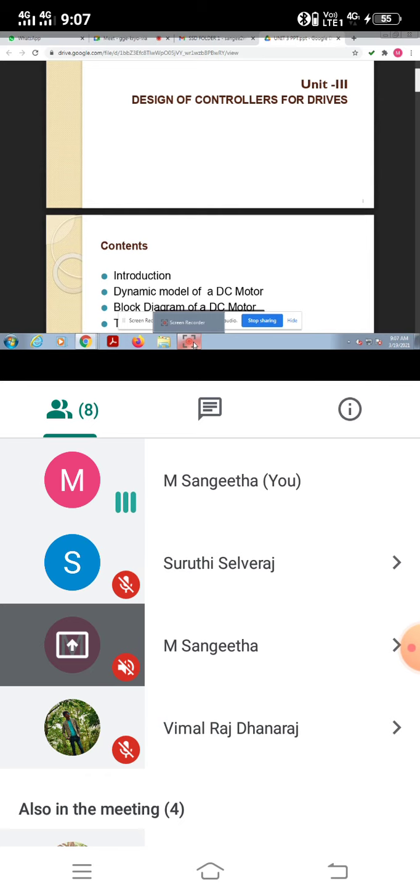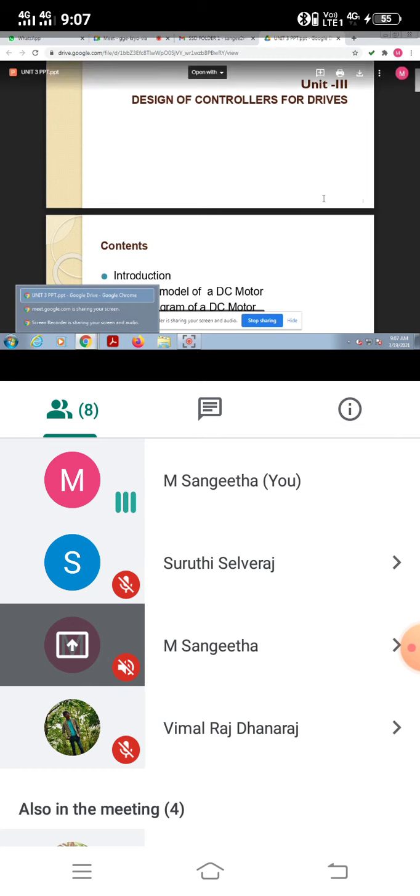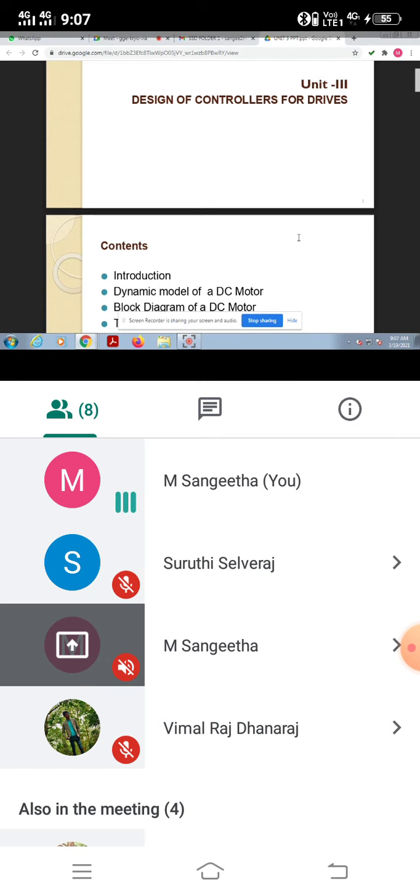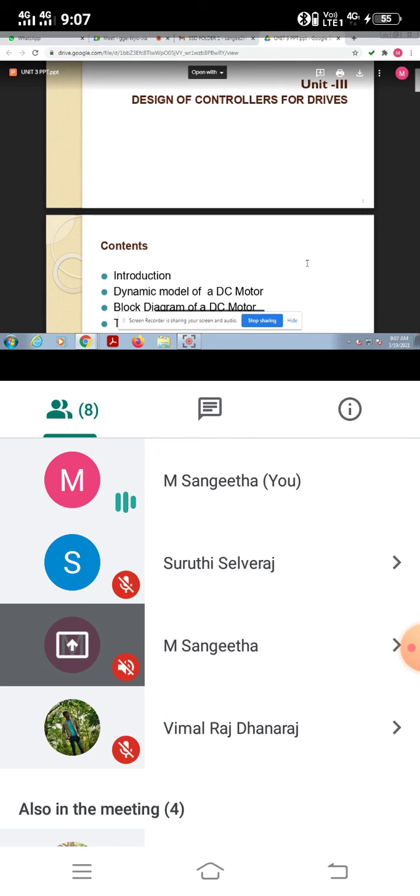If the drive is working on the electrical side, it is called an electrical drive. If it is working on the mechanical side, we call it a mechanical drive. Especially, we call this drive the controller. Now we make this drive into a design. Design means a number of electrical elements, controllers, and solid state switches making one design to control a specific function, which is what design of controller for drive means.